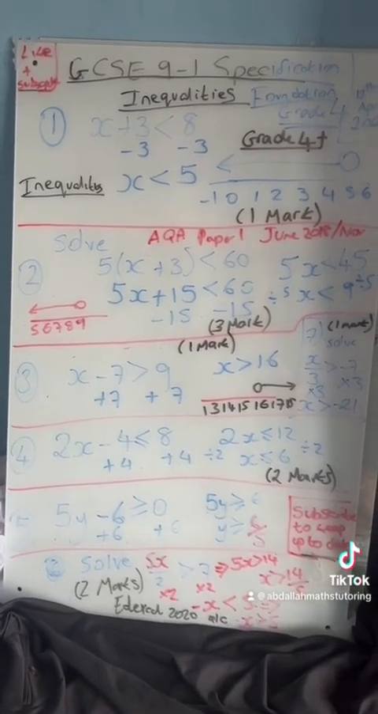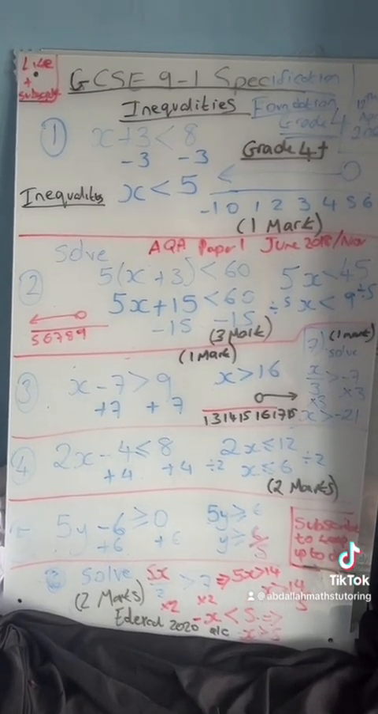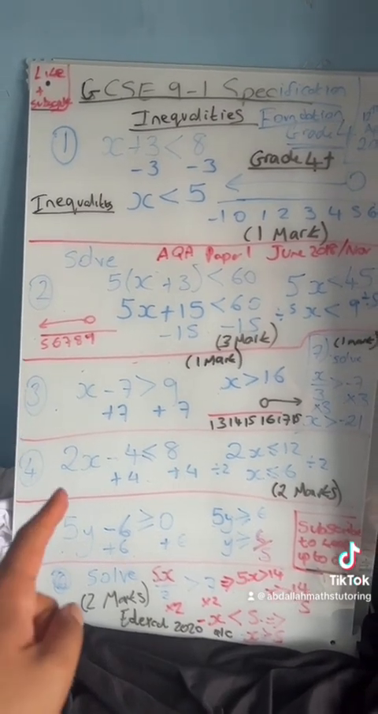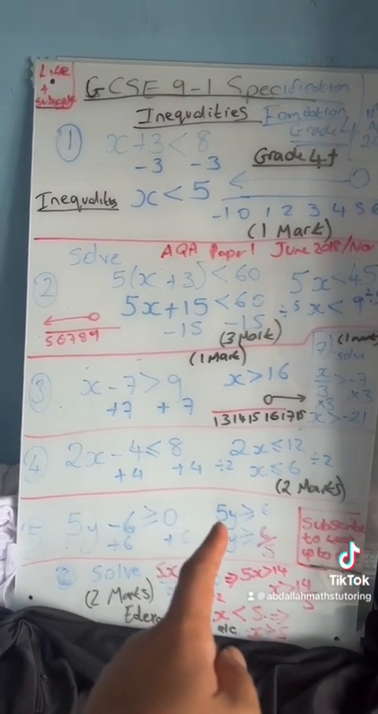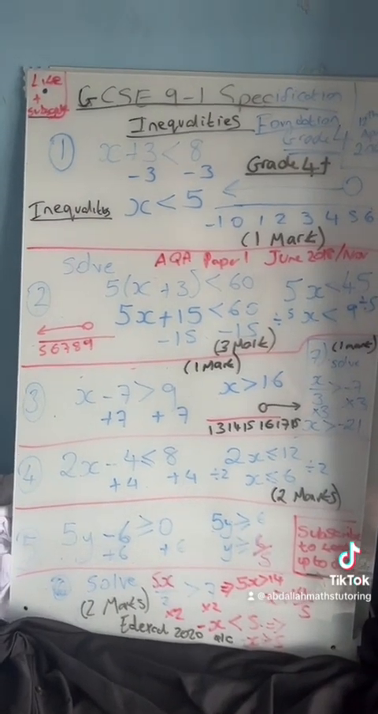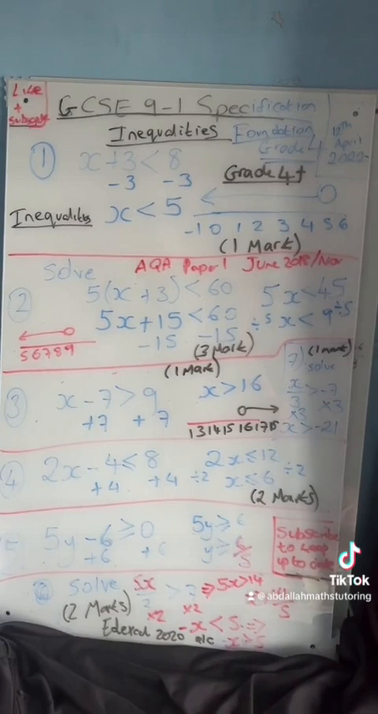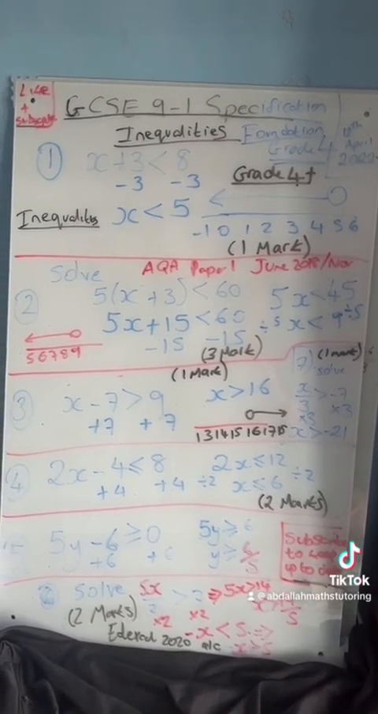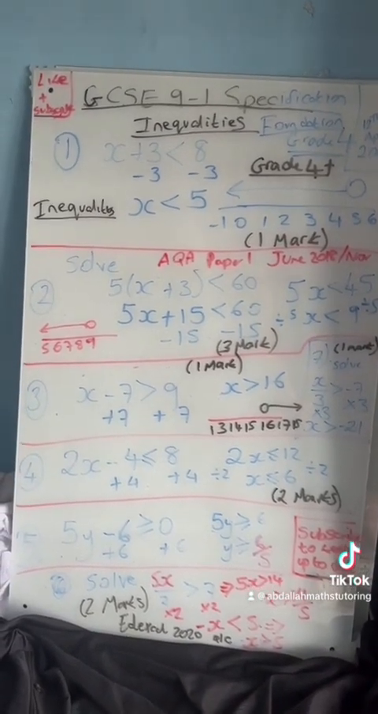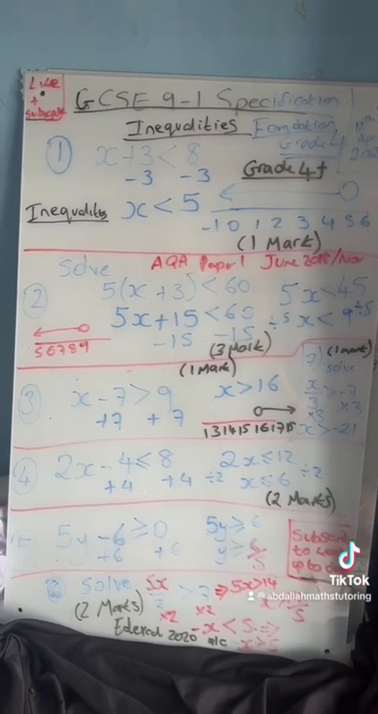This is question number 4. 2x minus 4 is less than or equal to 8. Adding 4 to both sides to balance it, I get 2x is less than or equal to 12. Dividing both sides by 2 because 2x means 2 times x, I get x is less than or equal to 6.